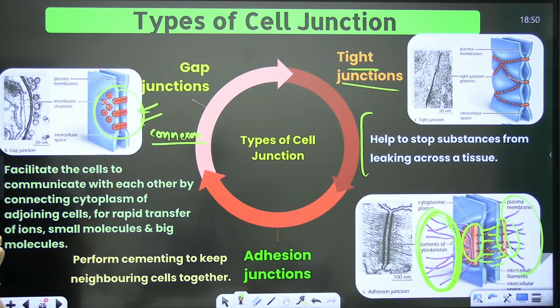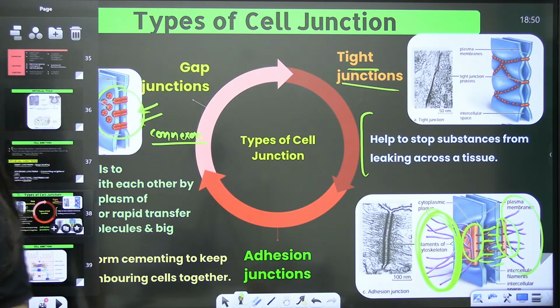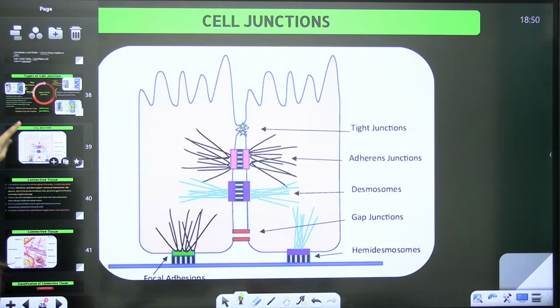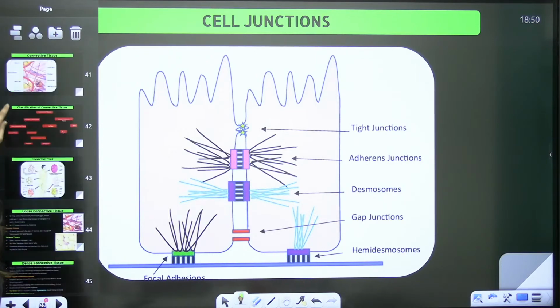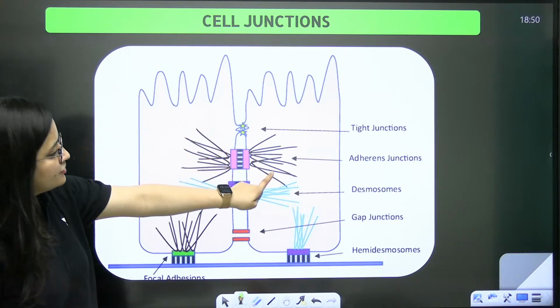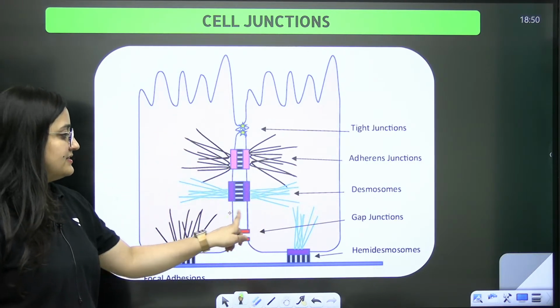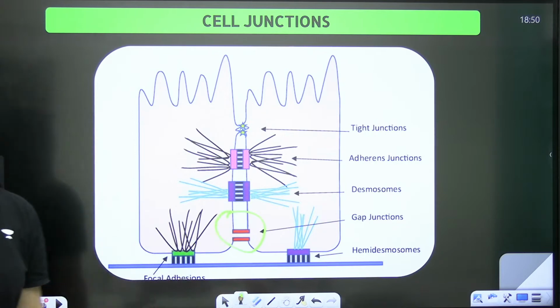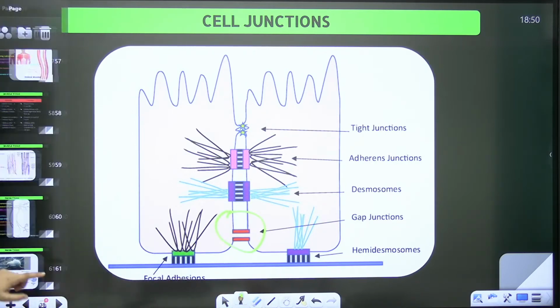Better start revising then, Soumyadeep. Done? See the cell junctions. Look at the diagrams: tight junctions, adherens junctions, your desmosomes basically, your gap junctions. Done.